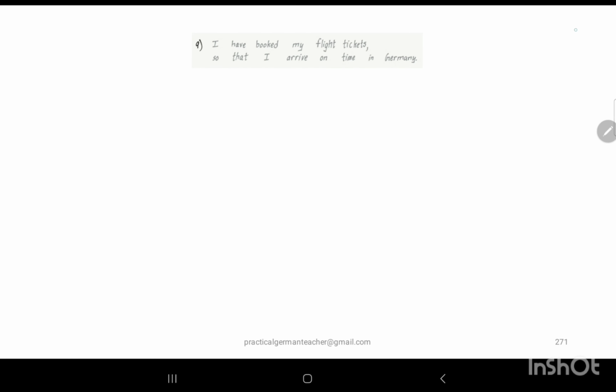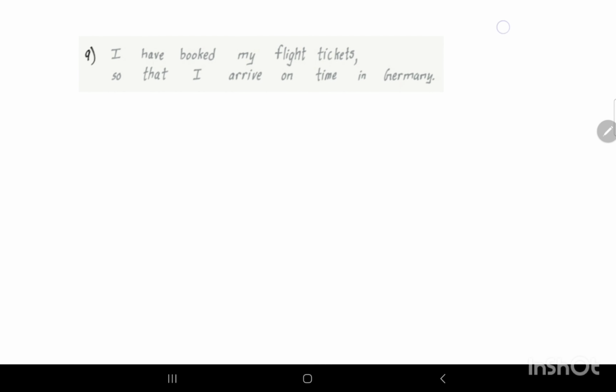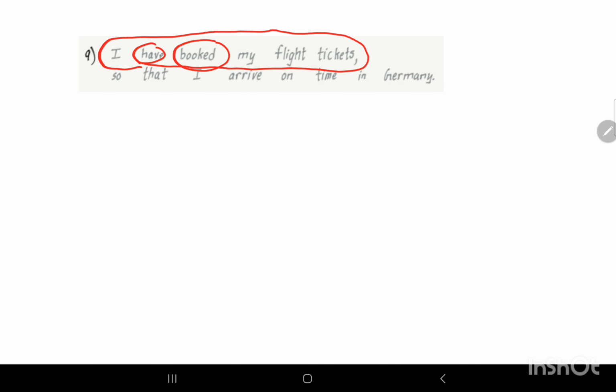Let's look at this sentence. I have booked my flight tickets so that I arrive on time in Germany. Okay, here, I have booked my flight tickets. This is in present tense, right? So you just have to say "ich habe blah blah gebucht." What is blah blah? Flight tickets, Flugtickets, my flight tickets, right?